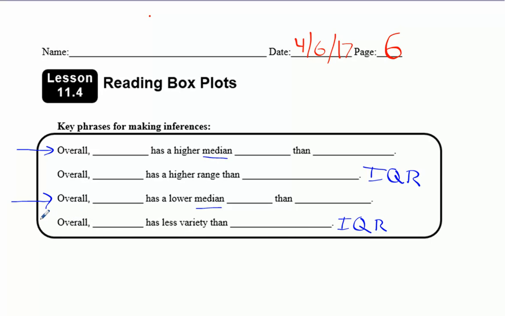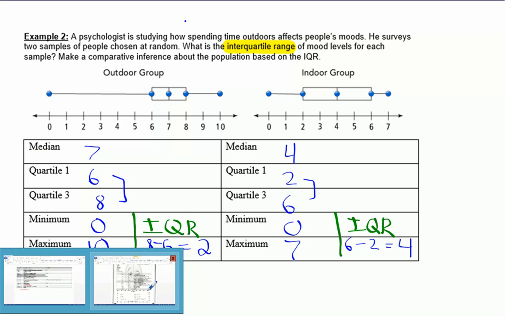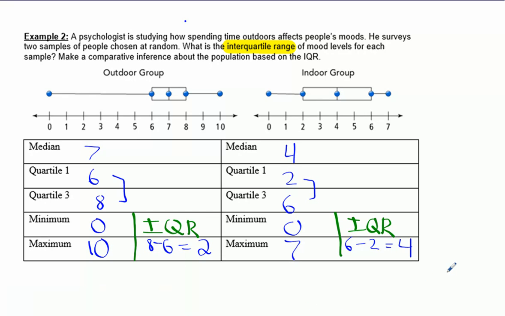So now, going back to the question we just worked on, pause the video, and you and your partner, I want you to say a sentence. One of you say this sentence, one of you say this sentence, but make sure you're filling it in appropriately. So overall, one of them has a higher range than the other, and overall, one is less varied than the other based on their IQRs. So take a moment, pause the video. Your partner and you both make a sentence involving variety and range, talking about the IQR.